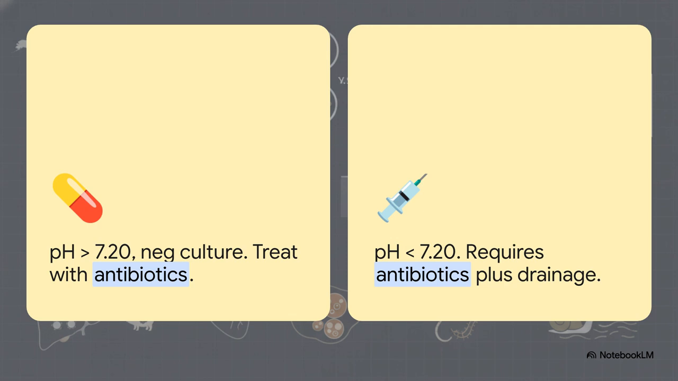But if that fluid is complicated, meaning the pH drops below 7.20 because of intense bacterial metabolism and inflammation, antibiotics alone just aren't going to cut it. You absolutely must insert a chest tube or surgically drain it.